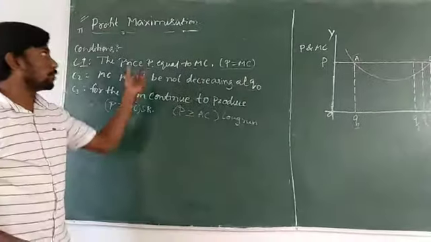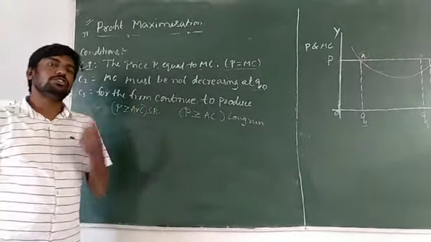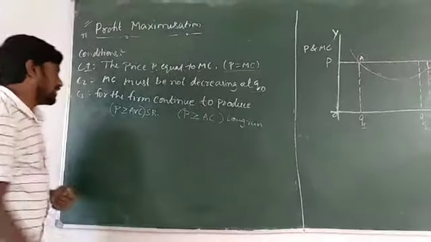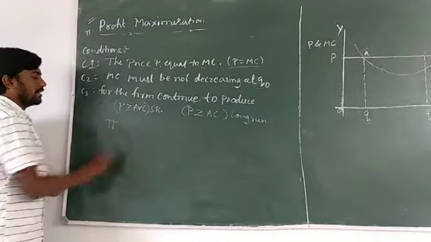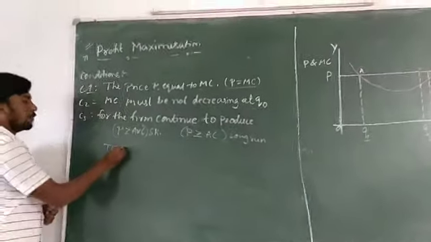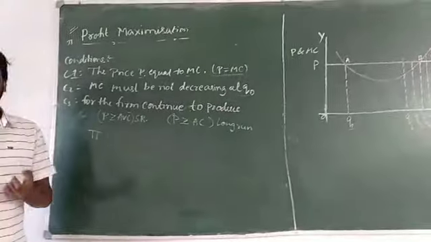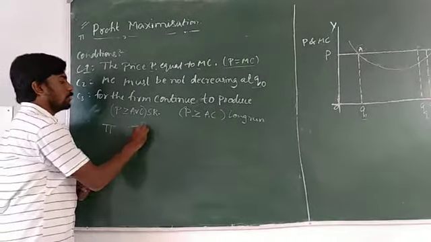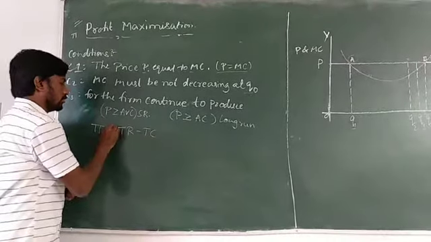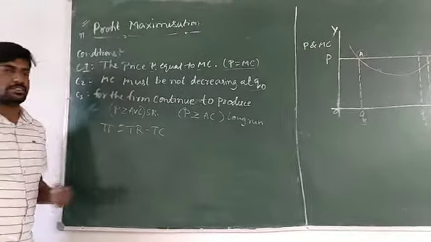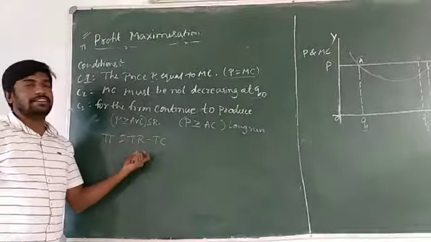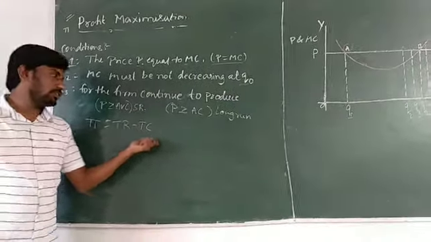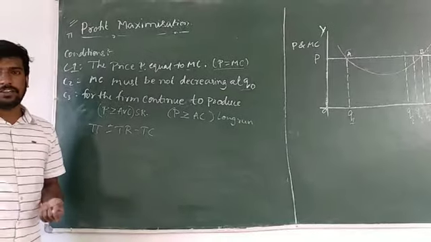Before moving to profit maximization, first we need to learn how to find a firm's profit. The firm's profit is indicated by the Greek letter pi. So we use pi in economics to represent profit. The profit formula is total revenue minus total cost. The gap between total revenue and total cost is called profit.